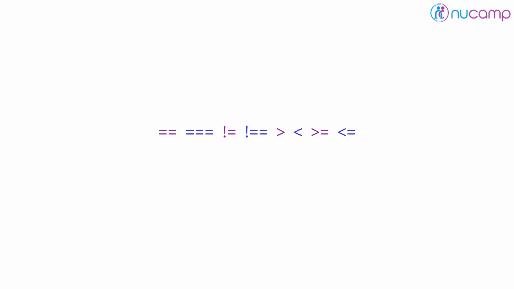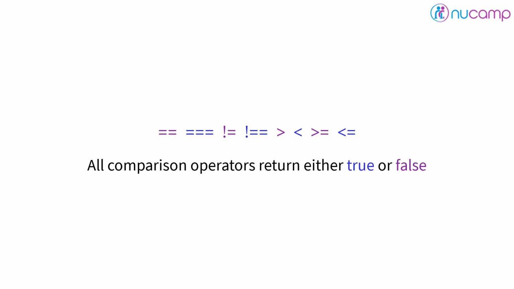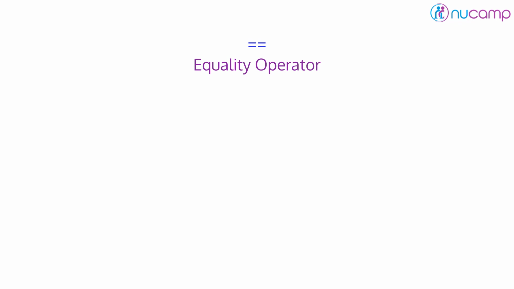All comparison operators return either true or false after evaluating their operands. Let's go over them now, starting with the equality and strict equality operators. This double equals is called the equality operator. The triple equals is the strict equality operator.